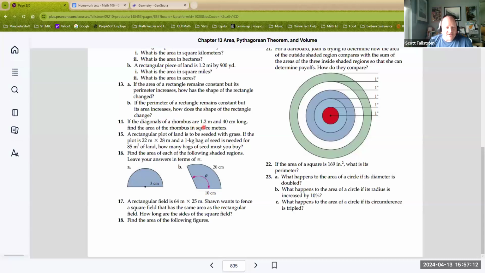The diagonals of a rhombus are 1.2 meters and 40 centimeters long. Find the area in square meters. Definitely convert that 40 centimeters into meters first. But then, yeah, off you go. What is a rhombus? A rhombus is a kite. So use what we did for kites.